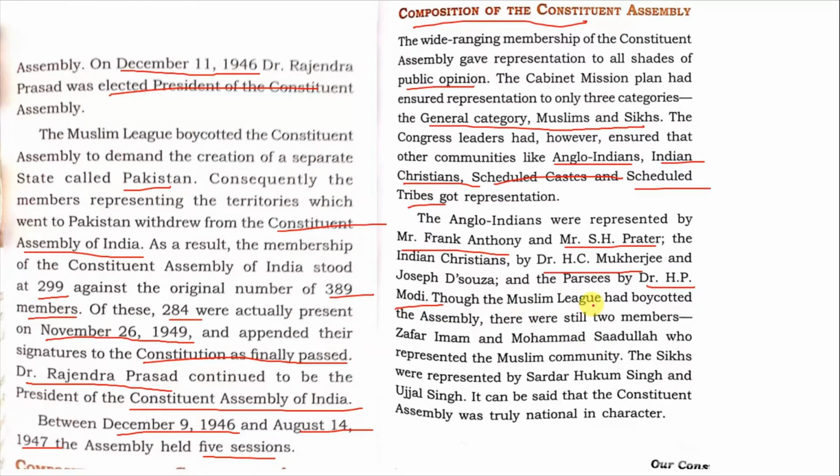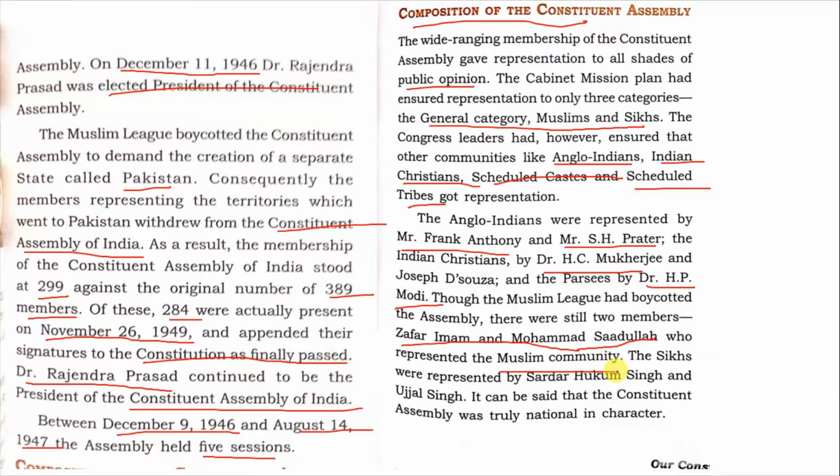Though the Muslim League had boycotted the assembly, there were still 2 members, Zafar Imam and Muhammad Saadullah, who represented the Muslim community. So even though the Muslim League had boycotted, as we have learned before, 2 people still remained as members. They were Zafar Imam and Muhammad Saadullah.